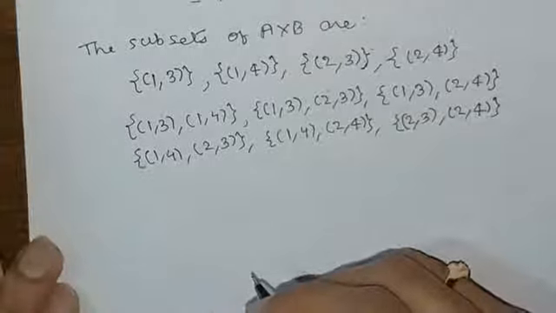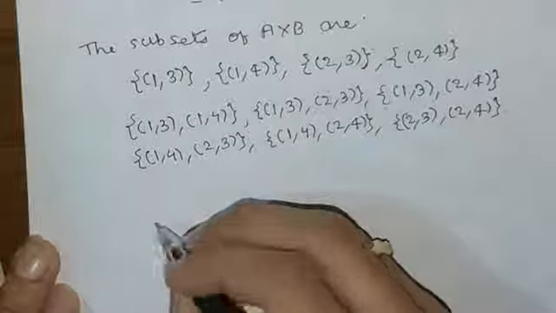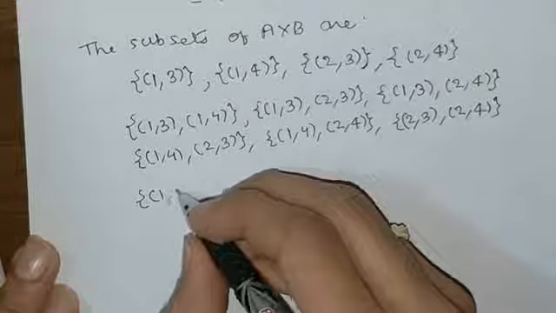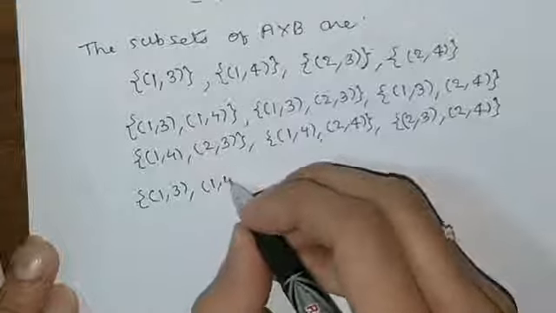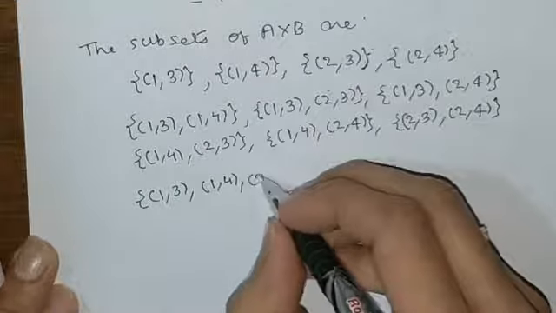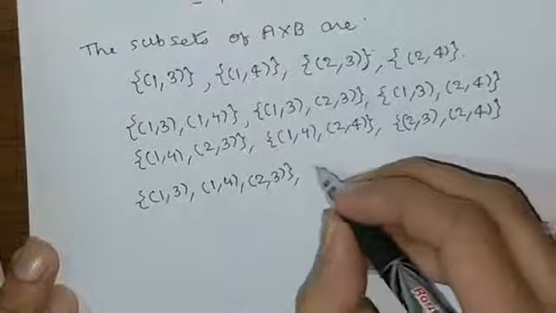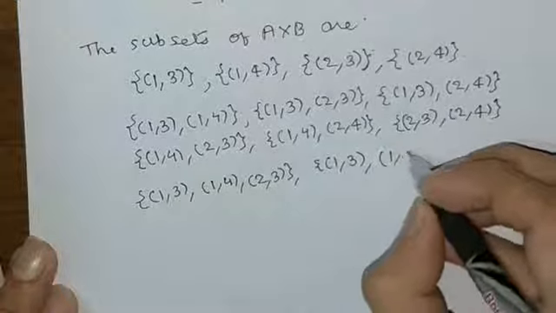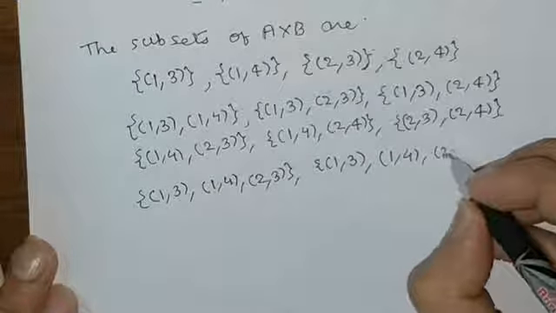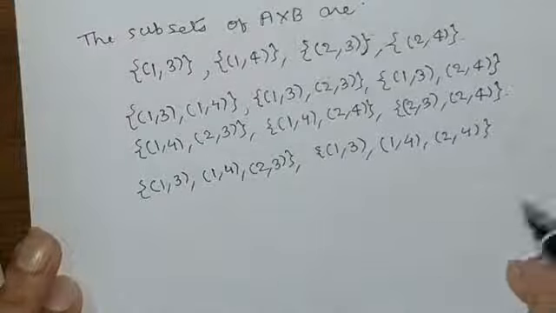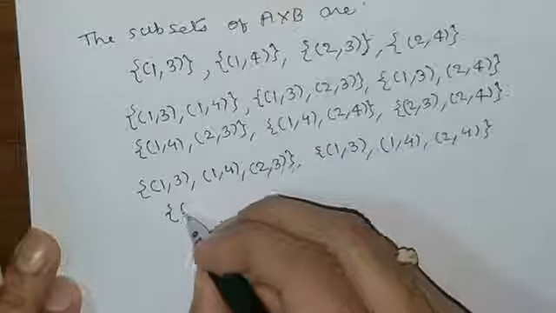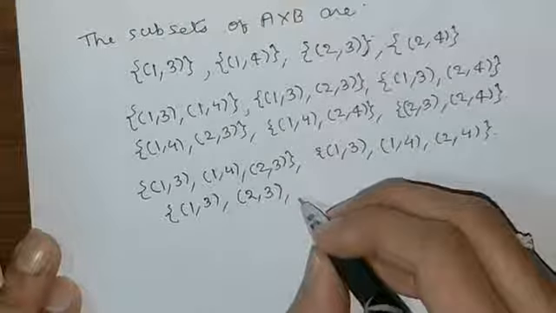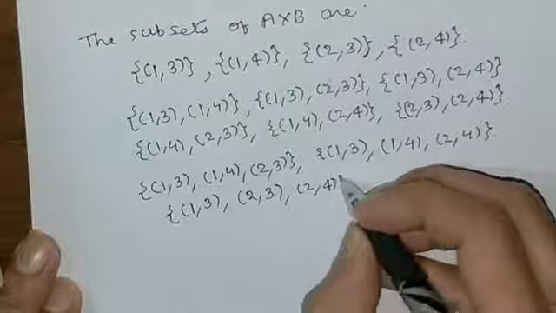Now we will write the subsets containing 3 elements. {(1, 3), (1, 4), (2, 3)}, {(1, 3), (1, 4), (2, 4)}, set {(1, 3), (2, 3), (2, 4)}, and {(1, 4), (2, 3), (2, 4)}.